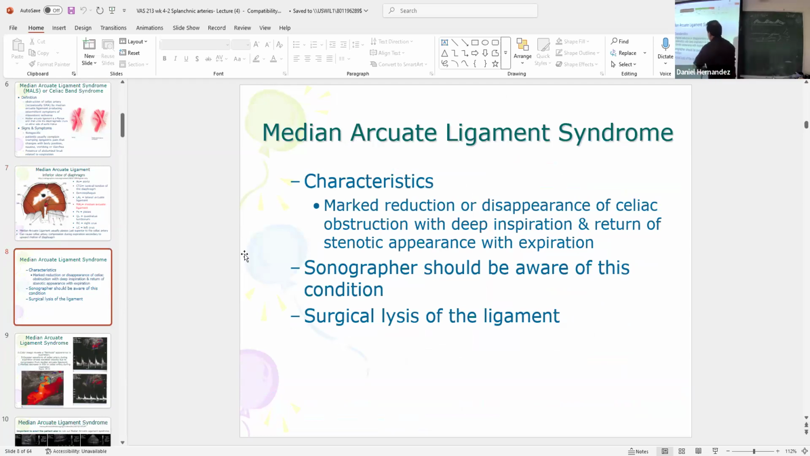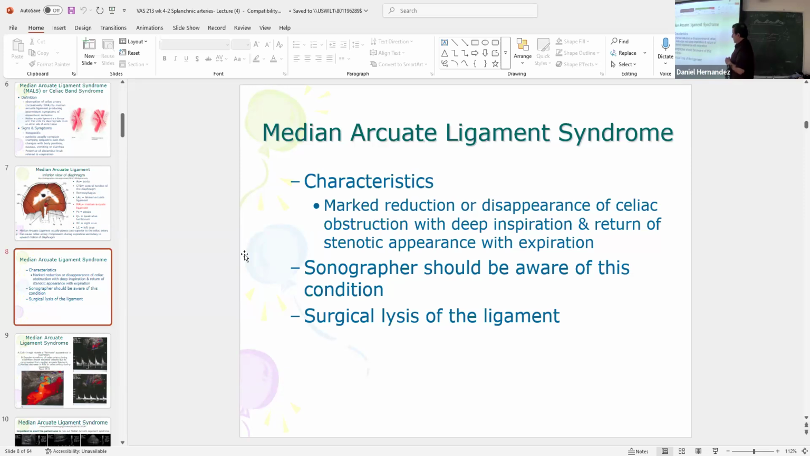Characteristics of this syndrome: there's a marked reduction or disappearance of the celiac obstruction with deep inspiration, and return of a stenotic appearance with expiration. So again, deep breath in, the diaphragm's going down, that ligament's becoming loose, so that stenotic waveform or the aliasing will go away. The velocities will drop down to a normal level and then return with expiration when they breathe out.